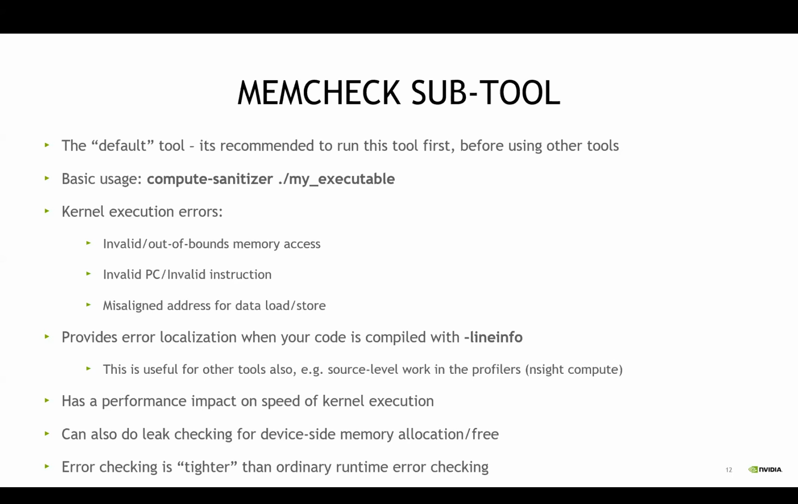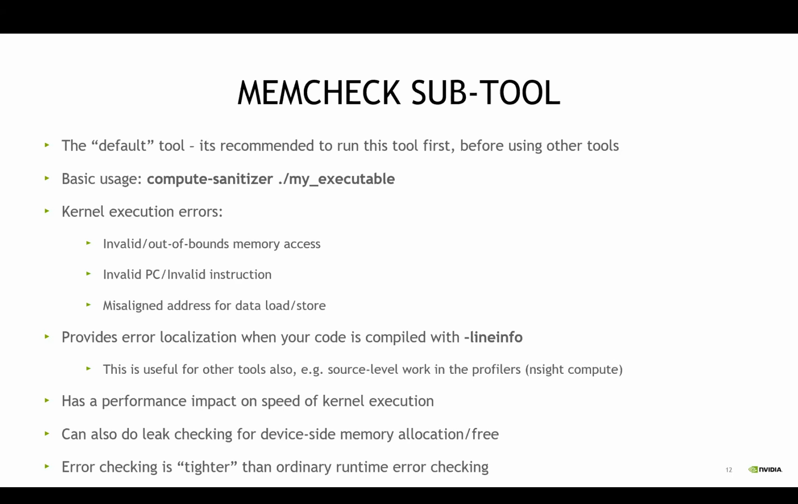In addition, this switch, dash line info, is useful with other tools, like, for example, Nsight Compute, which we're not here to talk about today. But if you were doing profiling, it's very useful and convenient to have source level information in the profiler, and Nsight Compute can give you source level information if you compile your code with dash line info. So you might want to just get in the habit. There's not really any downsides that I know of. Maybe there's some code bloat. I'm not really sure there is. But you may want to just get in the habit of always compiling your codes with line info. It'll be useful if you run CUDA memcheck. It'll be useful if you use the profilers.